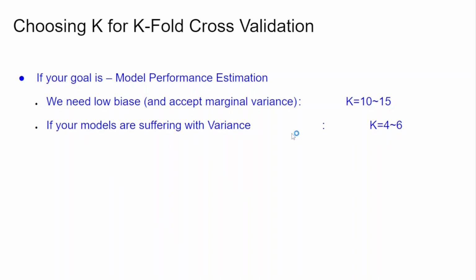Let's say I choose a K very low, 4 to 6. When would I do this and why would I do this? Let's question ourselves in that direction. When would I choose K as 15? When would I choose K as 4? I've given the hints here: when we need a low bias, I would choose something like this. When the model is suffering with variance, I would choose a lower K.